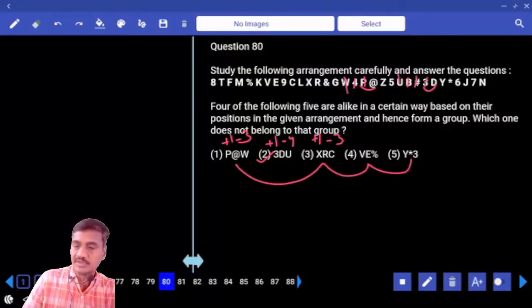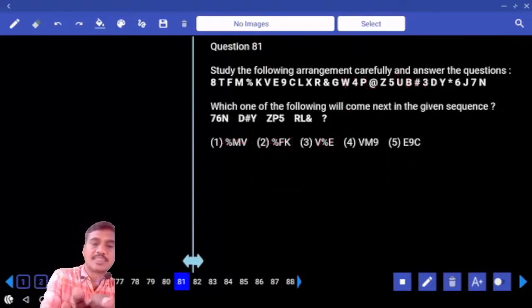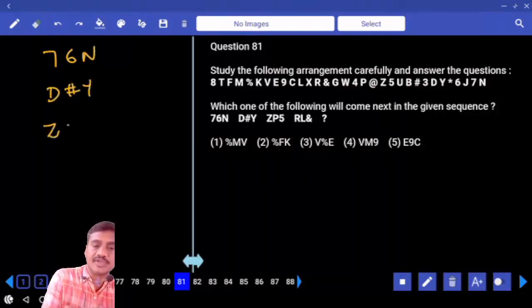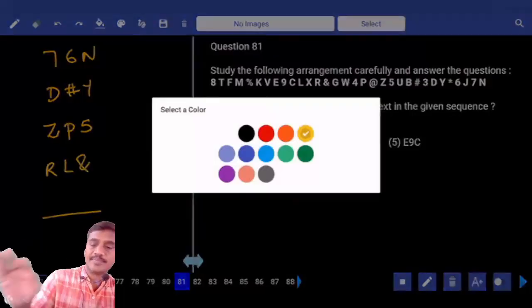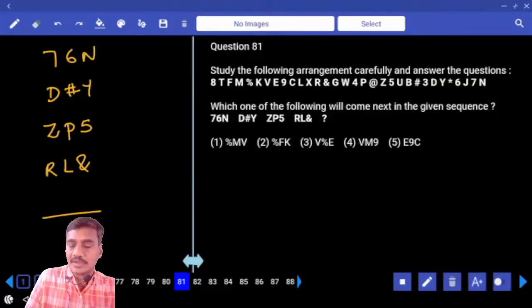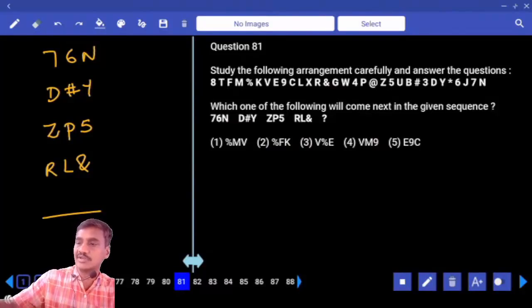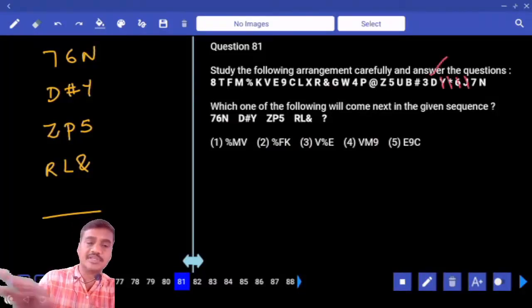Then 81. Now in this 81, it is based on 7, 6, N, D, hash, Y, ZP5, R, L. Then what should be the next one? First, 7 and D. If you observe here, from 7 to D, 1, 2, 3, 4, 5, minus 5.